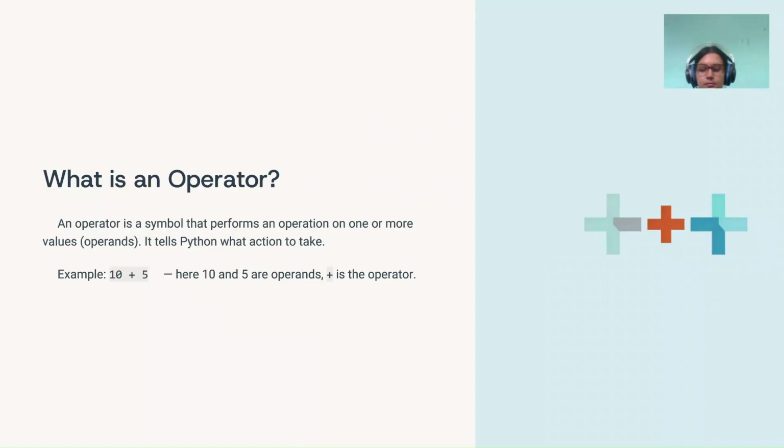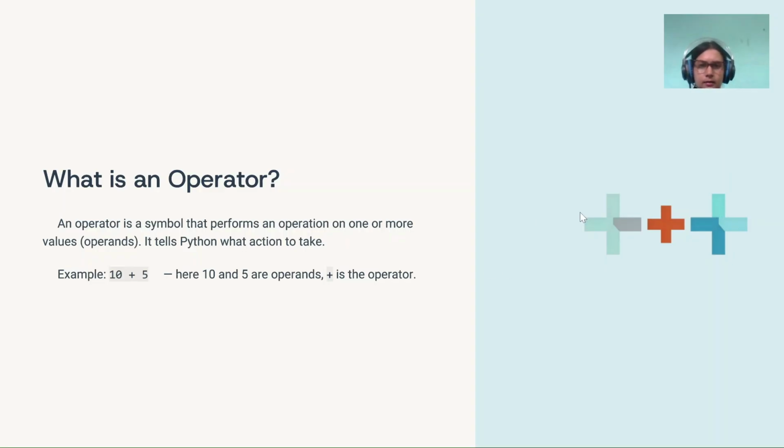Then first of all, what is an operator? An operator is a symbol that performs an operation on one or more operands. It tells Python what action to take. Imagine I have two numbers, 10 and 5, and I want to add them together. How am I supposed to convey to Python that I want to add them together? I will use a symbol known as an operator. It just performs an operation on one or more values, right?